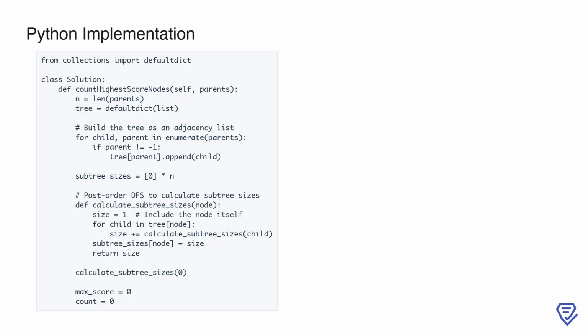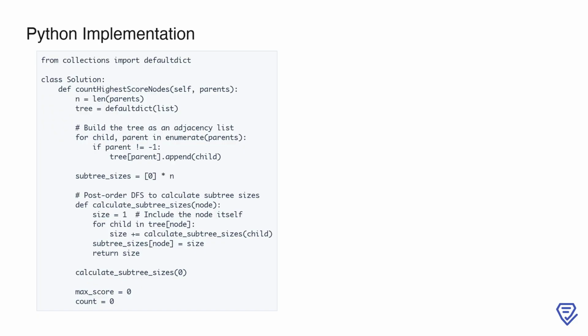We calculate n as the total number of nodes and initialize tree as a defaultdict of lists to store the adjacency list representation of the tree. Then, we loop through each node in the parents list using enumerate. For non-root nodes, we append the node to its parent's list in the tree, effectively building the adjacency list. Next, we define a helper function, calculate_subtree_sizes, which uses a post-order depth-first search (DFS) approach to calculate the size of each node's subtree.